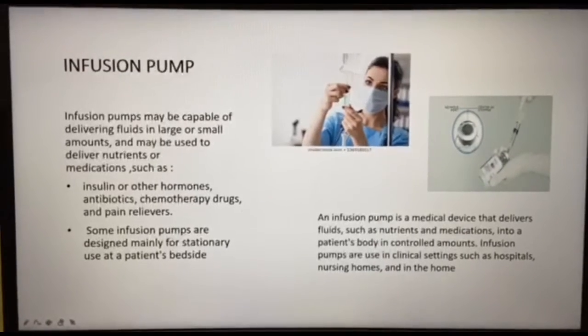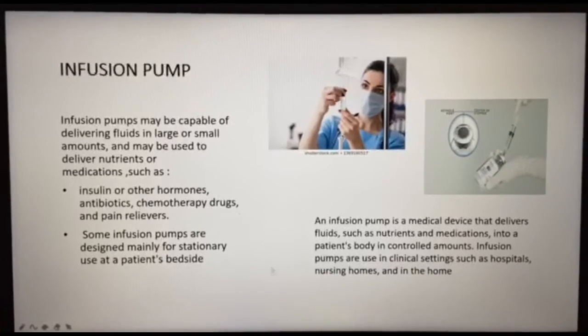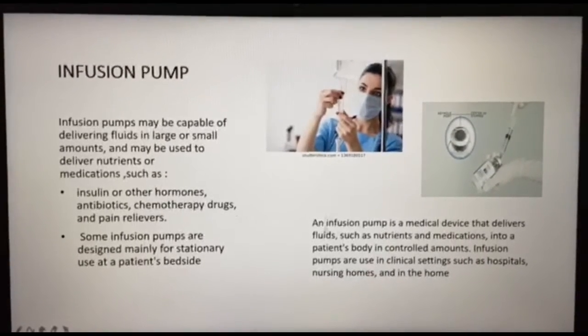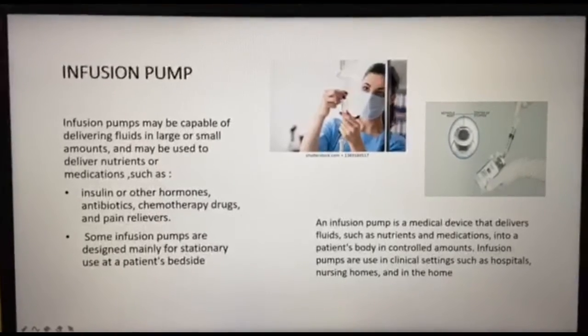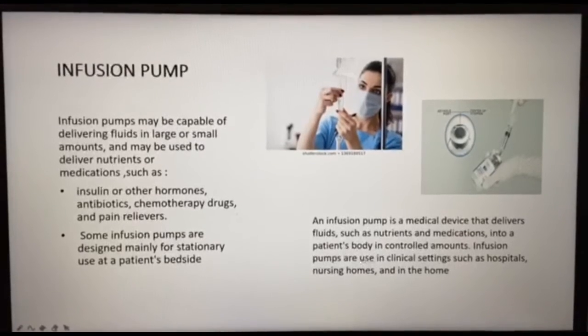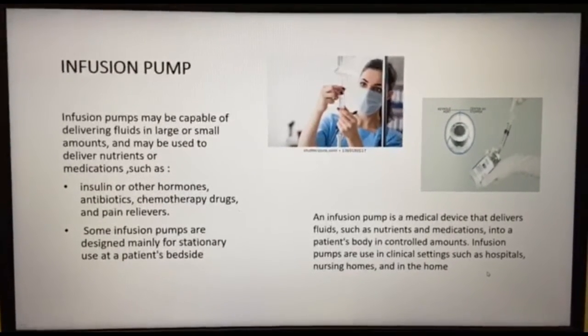Some infusion pumps are designed mainly for stationary use at the patient bedside. An infusion pump is a medical device that delivers fluid such as nutrients and medication into the patient's body in a controlled amount. Infusion pumps are used in a clinical setting such as a hospital and nursing home.